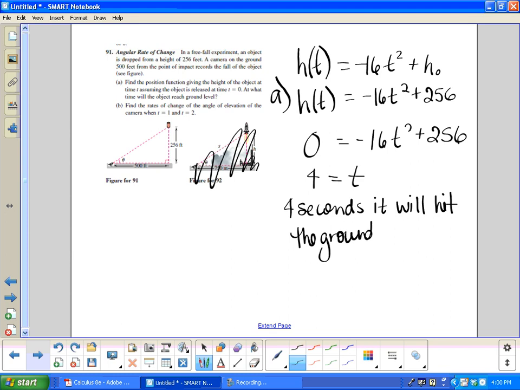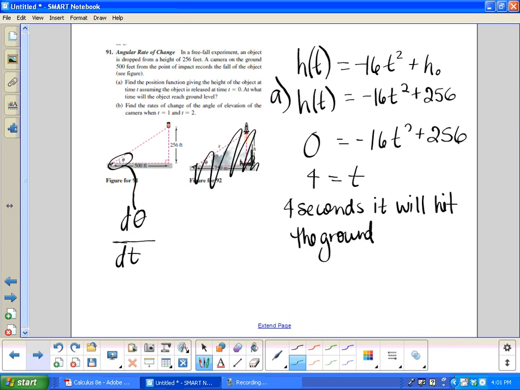All right, so the next one is the tricky part. They tell us, find the rate of change of the angle of elevation of the camera when t is equal to 1 and t is equal to 2. So these problems are always kind of tricky, and how I generally approach them is I ask myself, okay, what are we wanting to find? We want the rate of change of the angle. So we really want d theta dt.